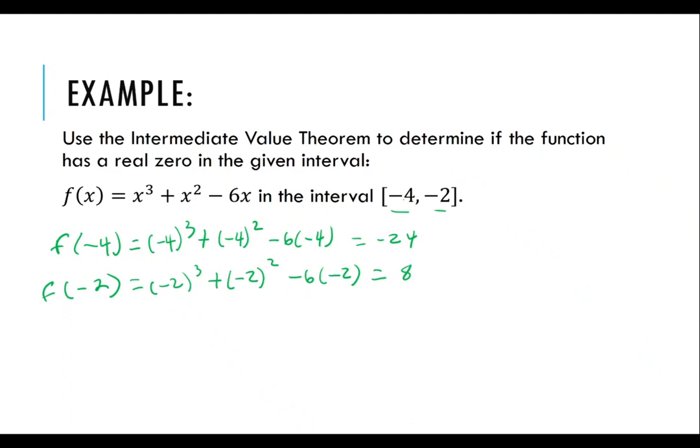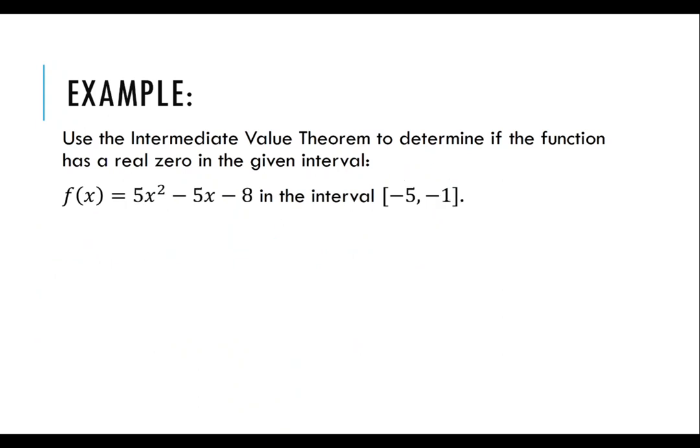Alright, so what did we do? We found an a, we found a b, we plugged them in, we found f of a, and we found f of b, and notice that their signs are different. So because their signs are different, I can say that yes, by the intermediate value theorem, there must exist some real zero between negative 4 and negative 2. I don't know what it is. Maybe I can find it. Maybe it's hard to find. But I guarantee that it exists.